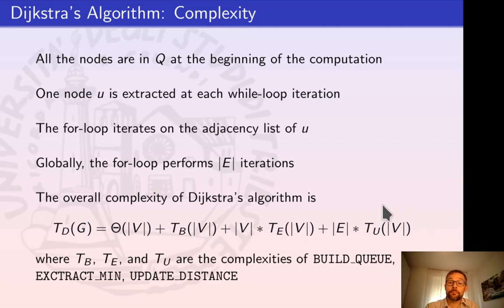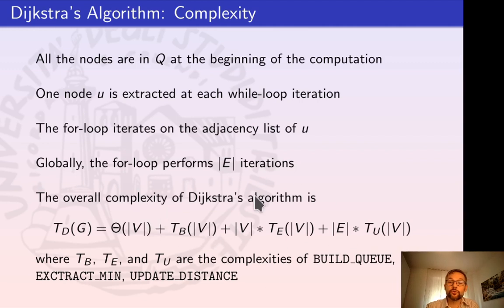Is upper bounded by the cardinality... well, this operation is bounded by the cost of performing this operation on the queue, on the full queue, so on the queue containing all the nodes in the graph. Okay, and this is the overall cost of the Dijkstra algorithm.